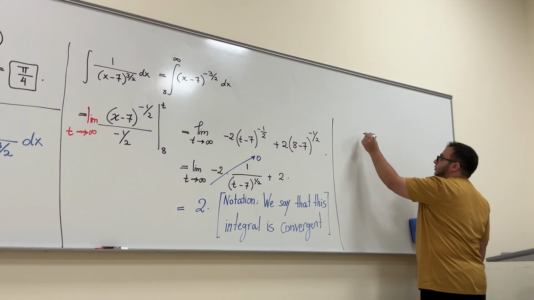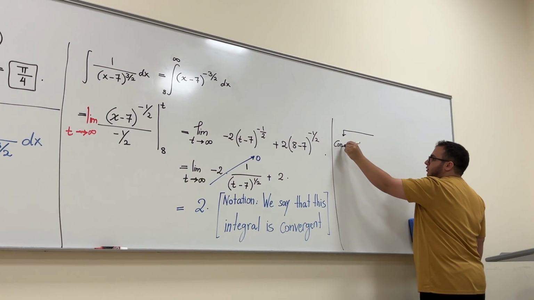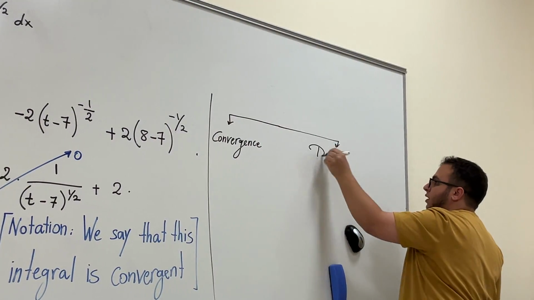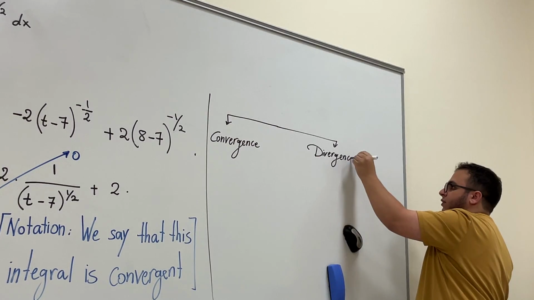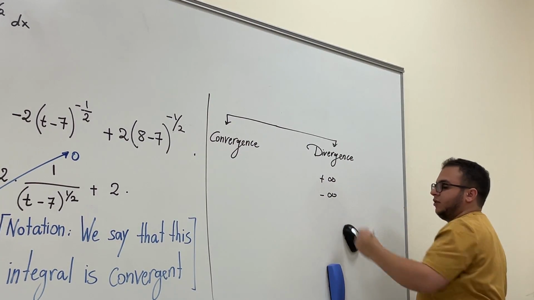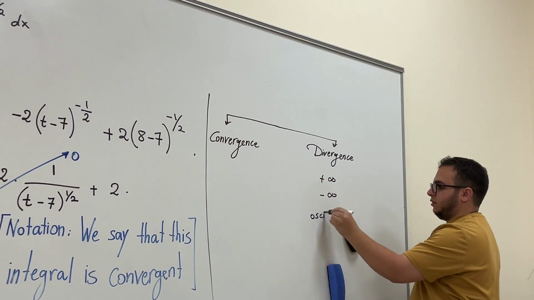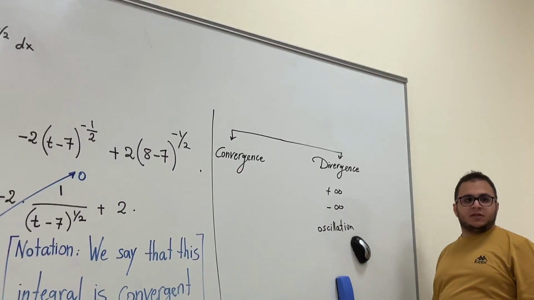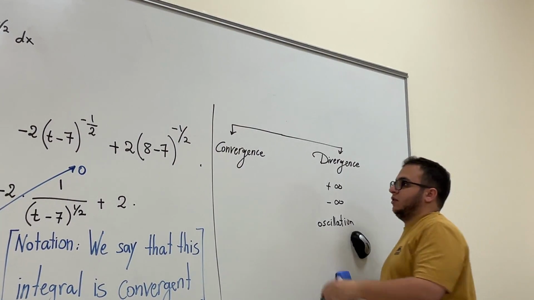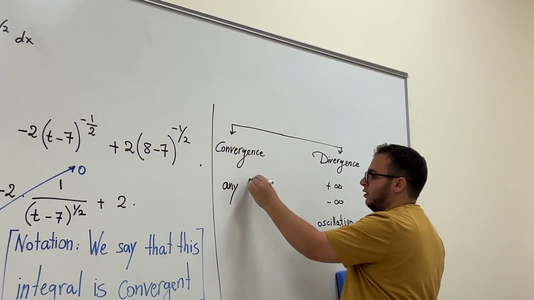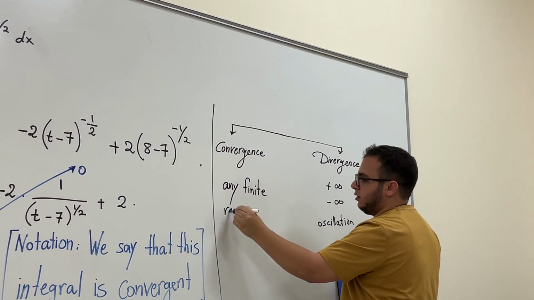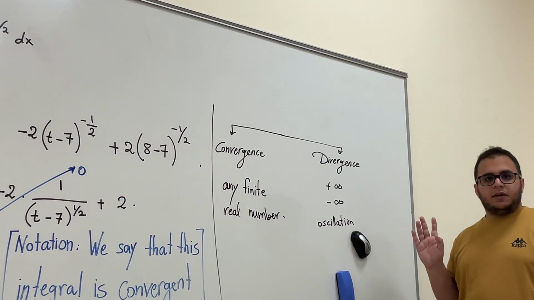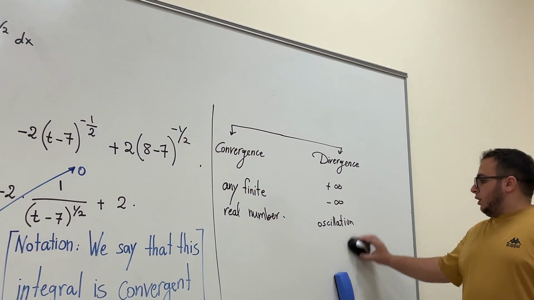So I have 2 types of answers. I have convergence and I have divergence. Divergence is when you have plus infinity, minus infinity, or any form of oscillation. It's like sine infinity. You don't know what sine infinity is. It does not exist. It diverges. And convergence is when I have any finite real number: positive, negative, zero, fraction, I don't care. It's a number. Yeah? So that's the idea, because we're going to talk about these too much.